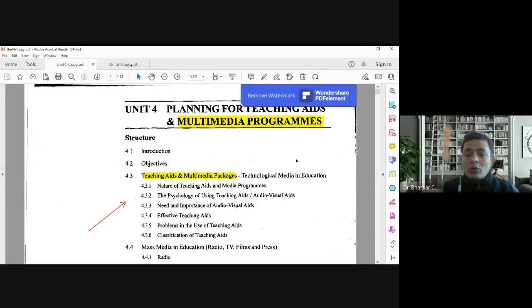This is again about planning, but here we are planning about the teaching aids. And you know what the teaching aids are? Teaching aids are basically the assistive procedures for how teaching can be improved. Whenever we use some aids, it is simply to ensure that the thing, the process, can be improved.